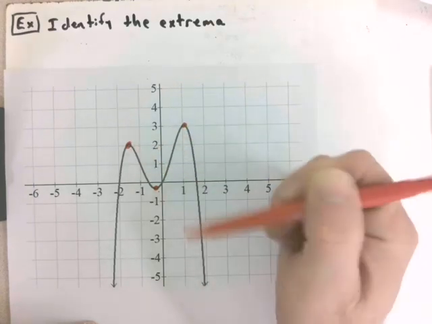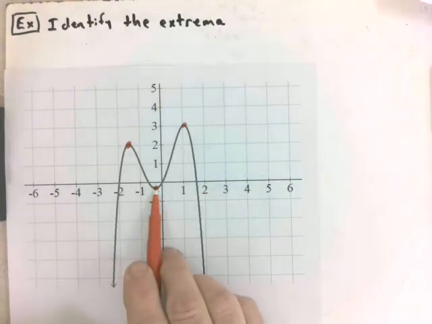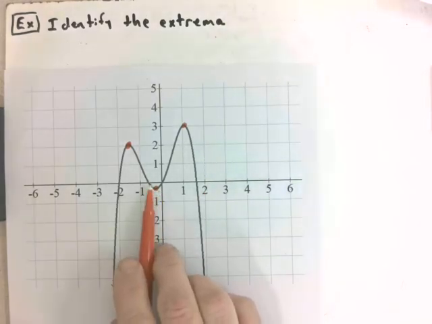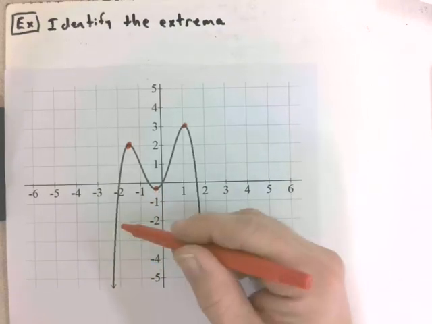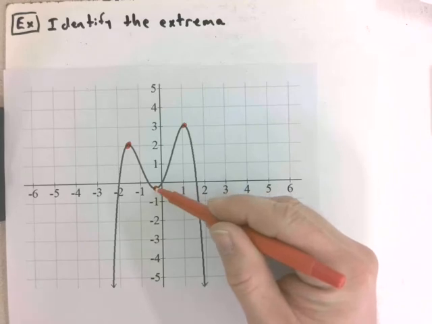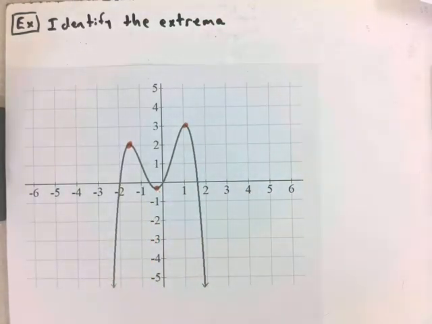And this one we would just call a relative maximum. There's only one minimum on this problem. There's only one valley. It is a relative minimum. To see if it is an absolute minimum, we want to see if this is the lowest point on the graph. But there are lots of points that are lower than this point. So this point is just a relative minimum.